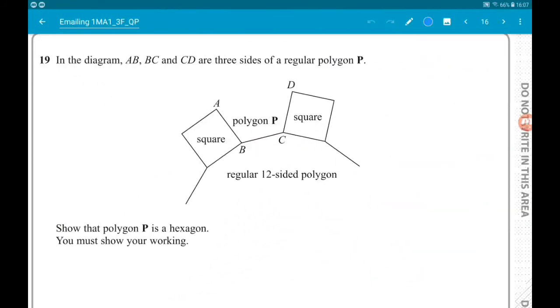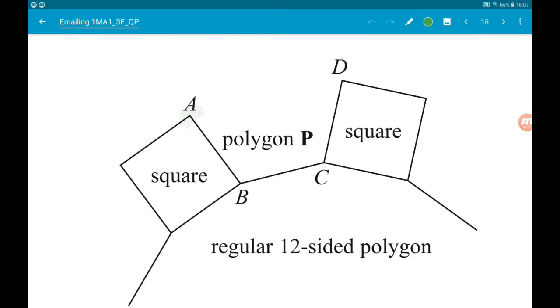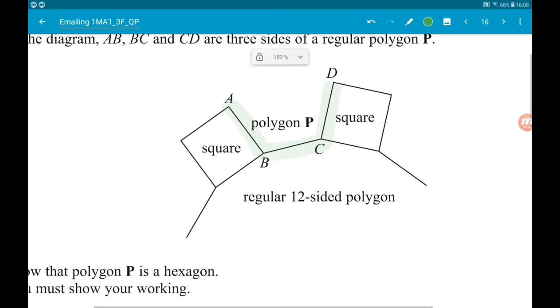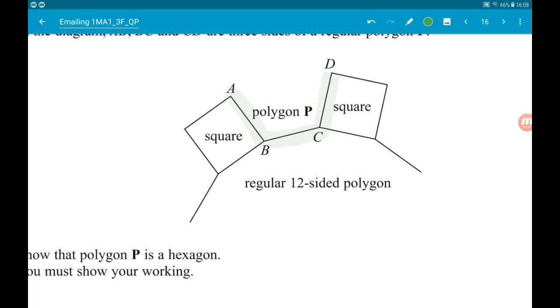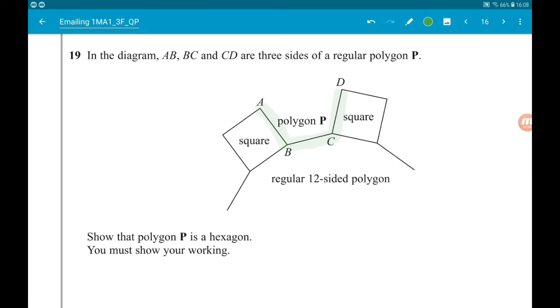Okay, number 19 we have angles in polygons. So, in the diagram, AB, BC and CD are the sides of a regular polygon P. So, those three sides are this guy, and this guy. Two of the sides are sides of a square, and the other is the side of this regular 12-sided polygon. And we want to show that polygon P is a hexagon. We must show our working.